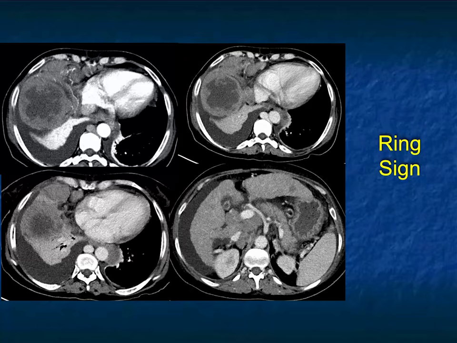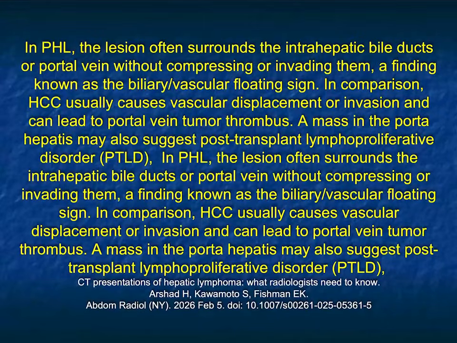And here's a nice example of a large solid mass with some satellite lesions. Again, in this case, you would look at this and say cirrhosis, multiple lesions. The necrotic dominant mass with that ring sign must be a hepatoma, and the other lesions are just secondary sites of hepatoma. And that would have been my best guess as well, but this ended up being primary lymphoma. So it can be somewhat challenging.